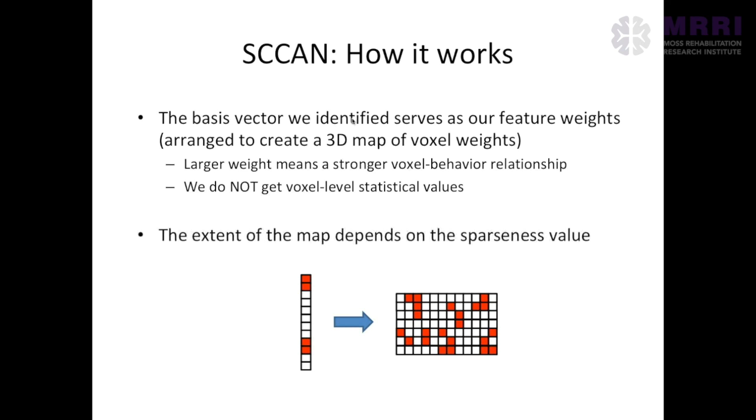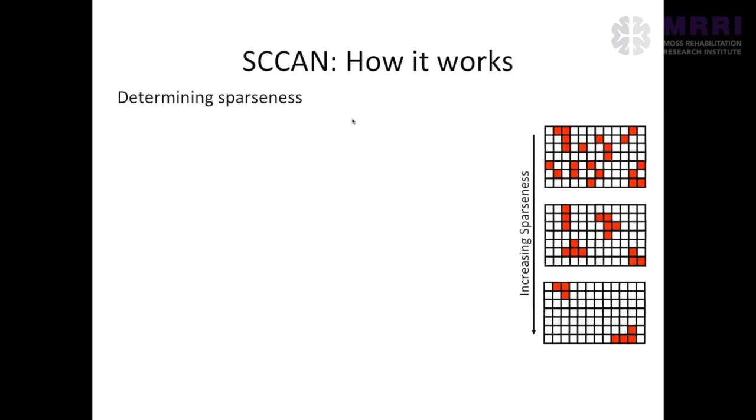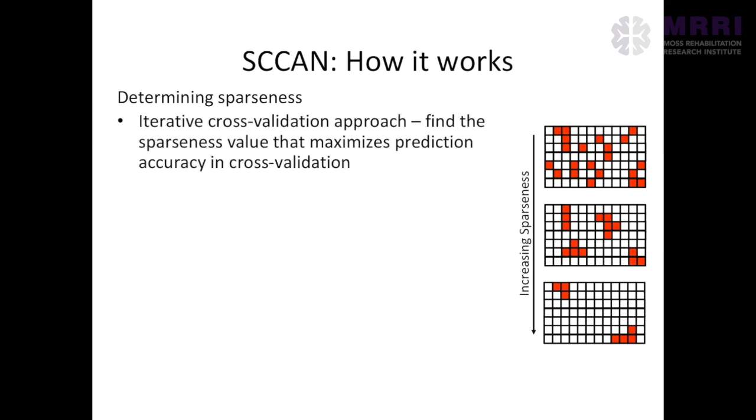And again, the extent of the map depends on the sparseness value. So how do we determine sparseness? The way that it works in SCAN is that we actually use an iterative cross-validation approach. We want to find the minimum sparseness value, meaning the most sparse map that we can have, that still maintains our prediction accuracy in cross-validation.